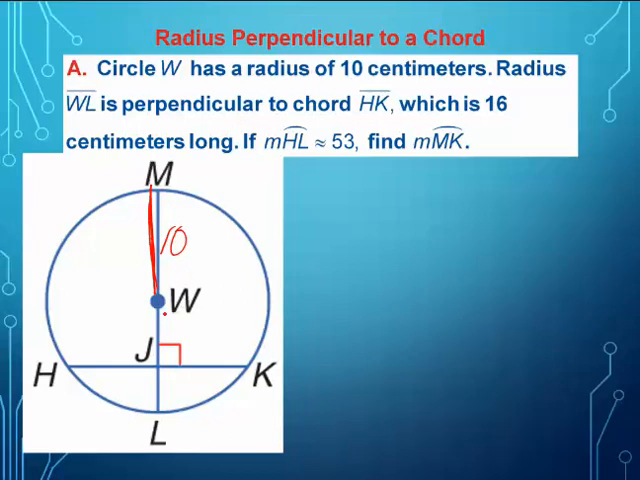Radius WL is perpendicular to chord HK. So I know because they're perpendicular, there's a right angle there. According to the rule we just learned, HJ is going to be congruent to JK. KL is going to be congruent to HL. Let's put 2 double congruency marks there to clarify. Okay, so it's perpendicular to HK, which is 16 centimeters long. This whole thing is 16 centimeters.